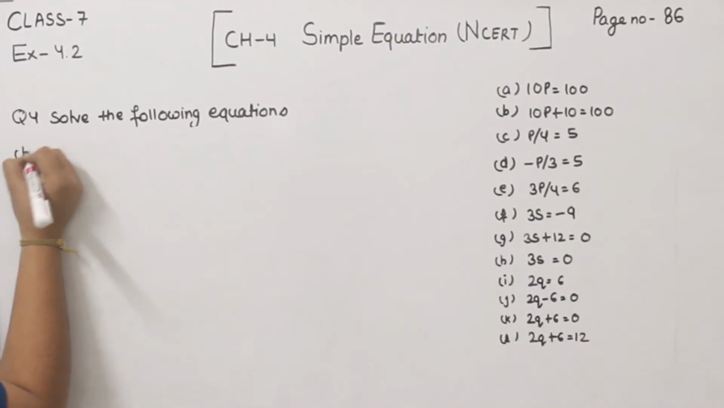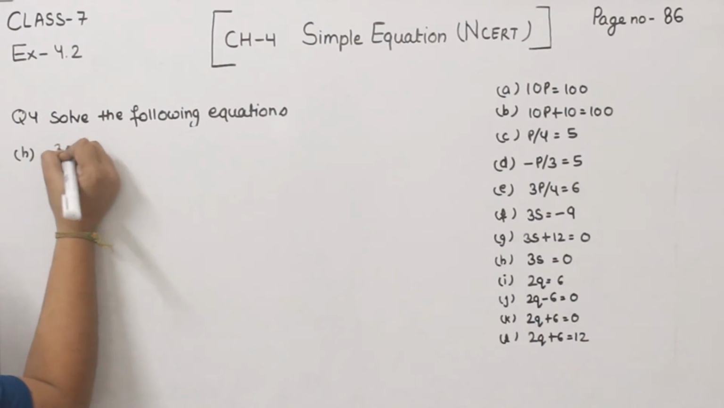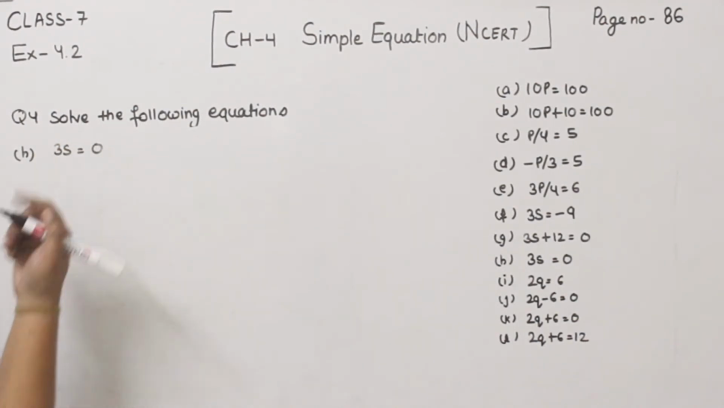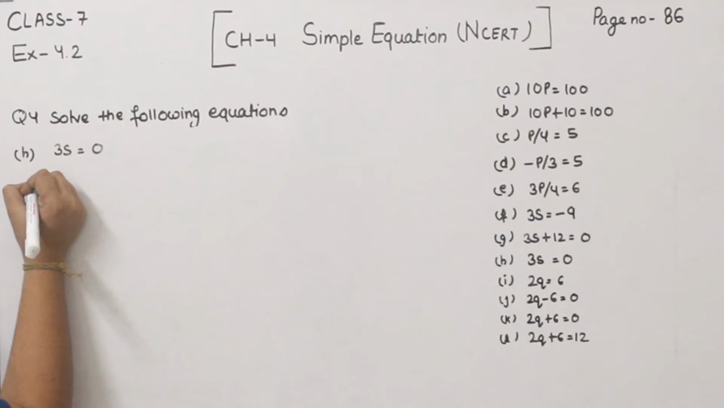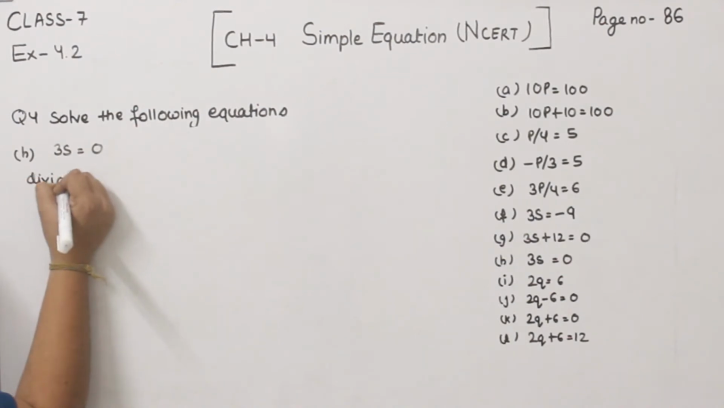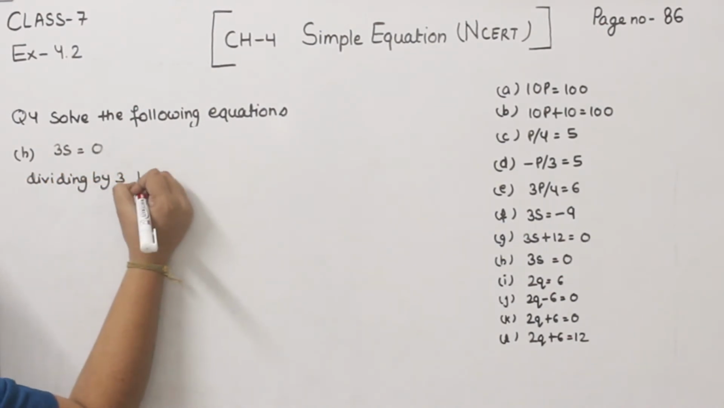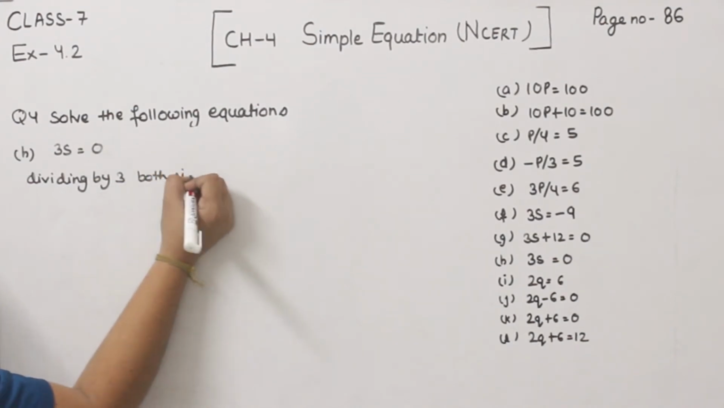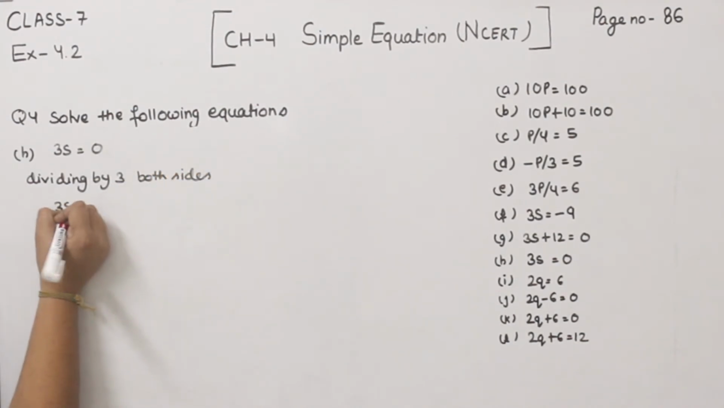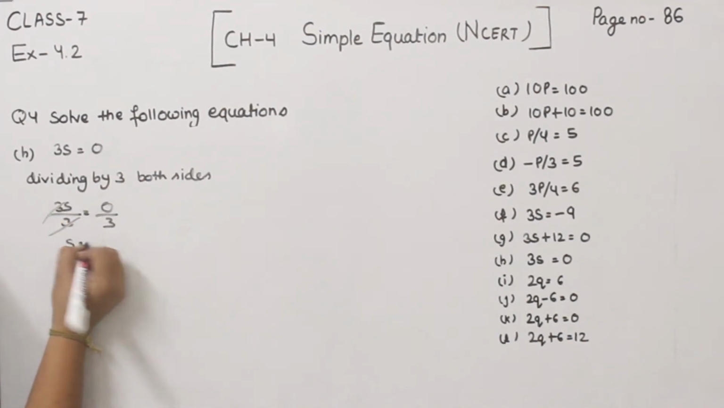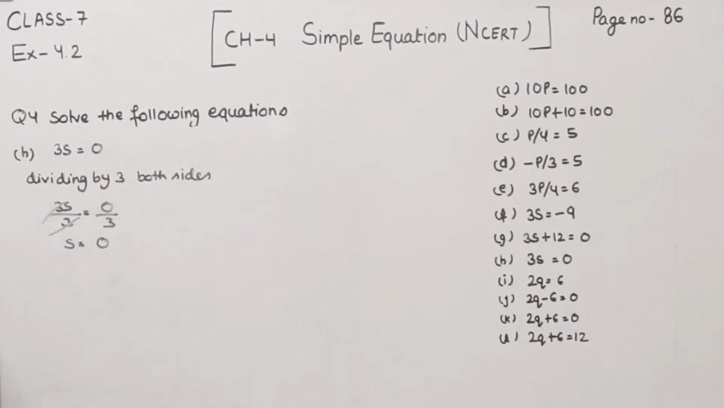Now comes to the part H. 3s is equal to 0. We will divide it by 3. Dividing by 3 both sides. Now 3s divided by 3 and 0 divided by 3. This one cancelled, s is equal to 0. This is the part H.